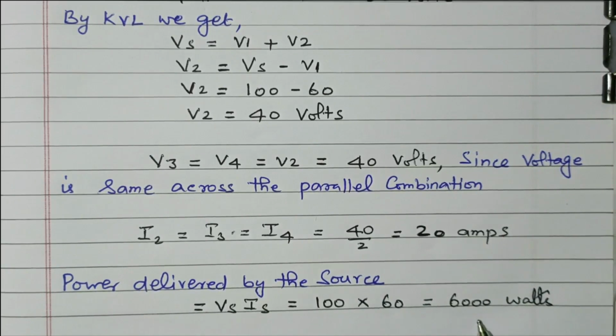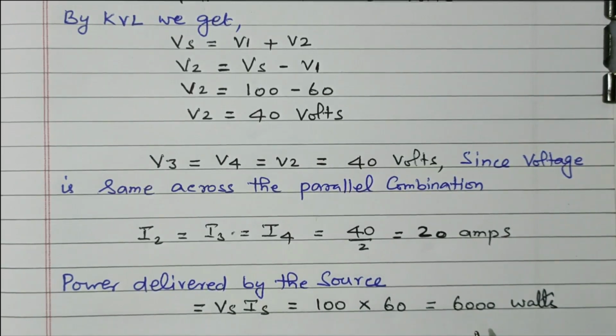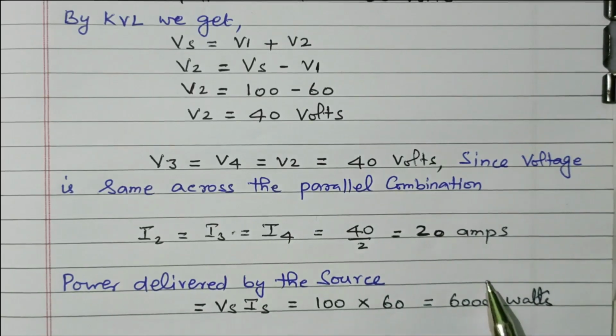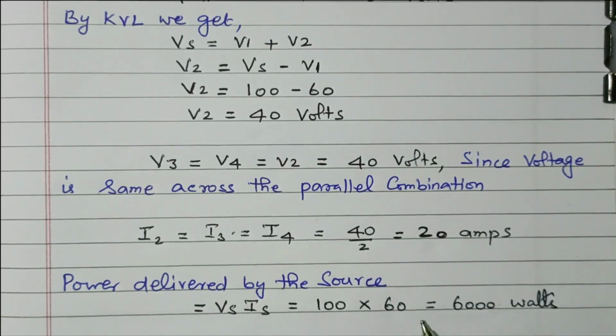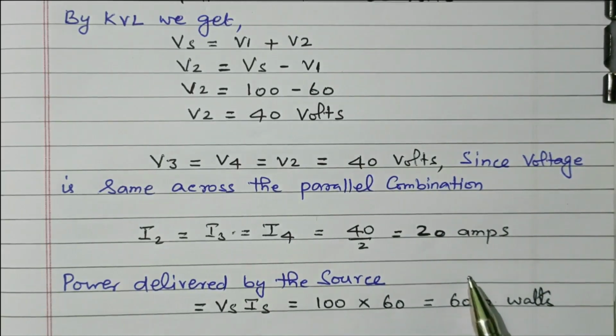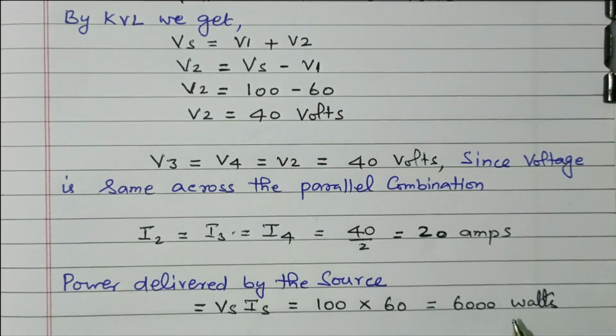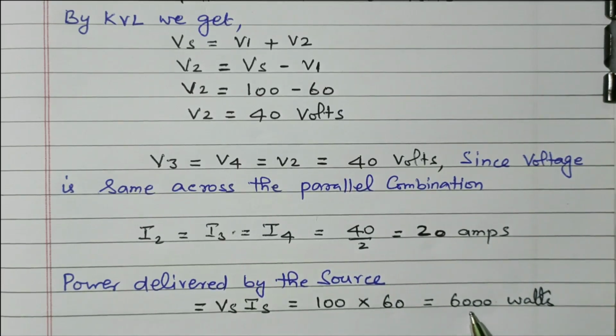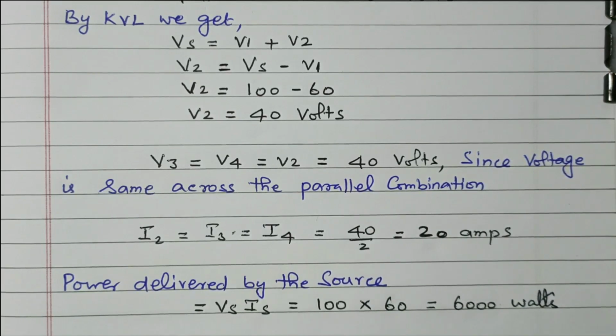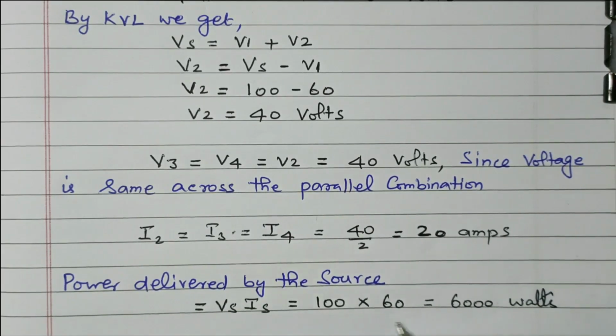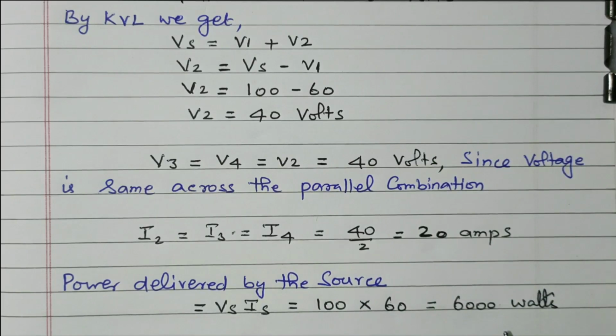Now we need to verify the power drop across each and every resistor. It should be 6000. That is Tellegen's theorem. Power delivered equals power absorbed, so the net power is 0 in any network. The sum of power in any network is 0. Now we calculated V1, V2, V3, V4, I1, I2, I3, I4. Then we calculated the power delivered by the source. Now we'll see the power absorbed by the resistors.